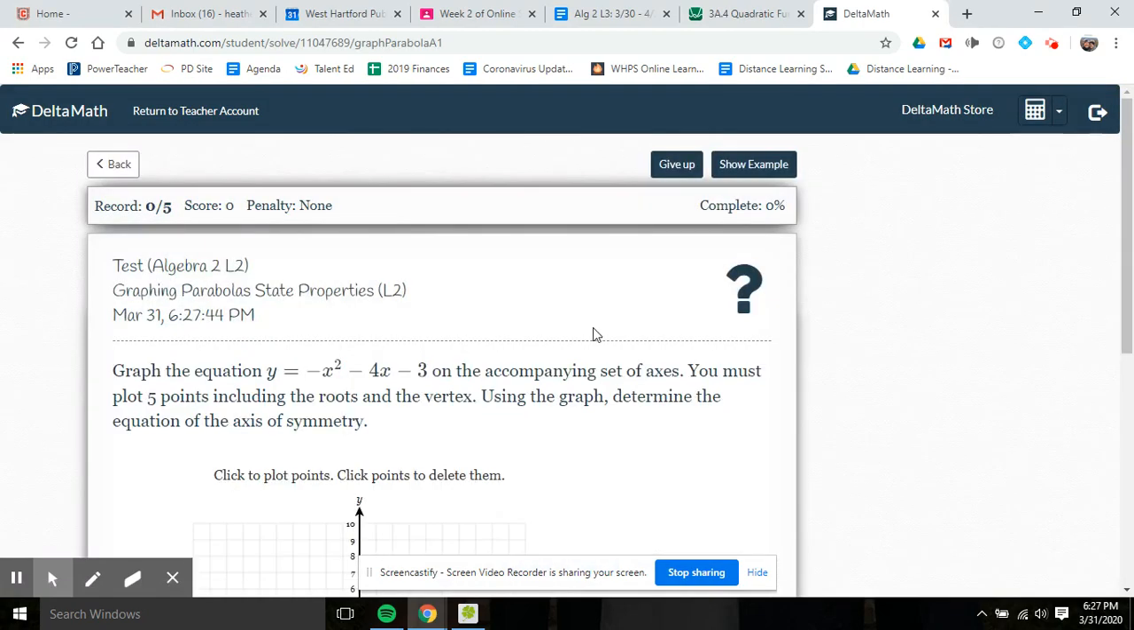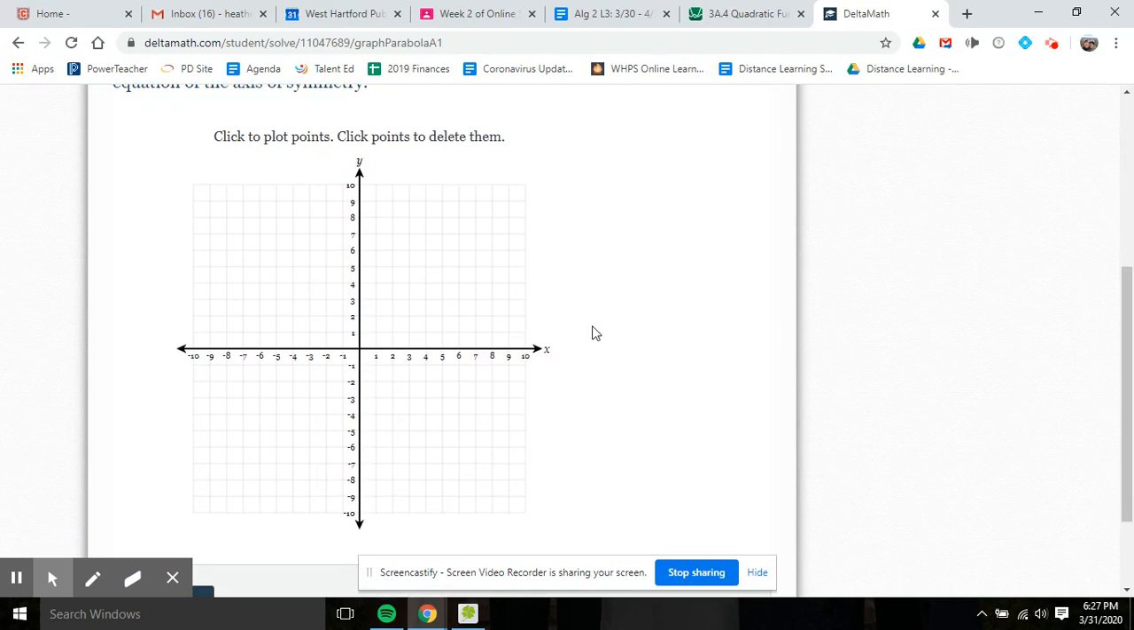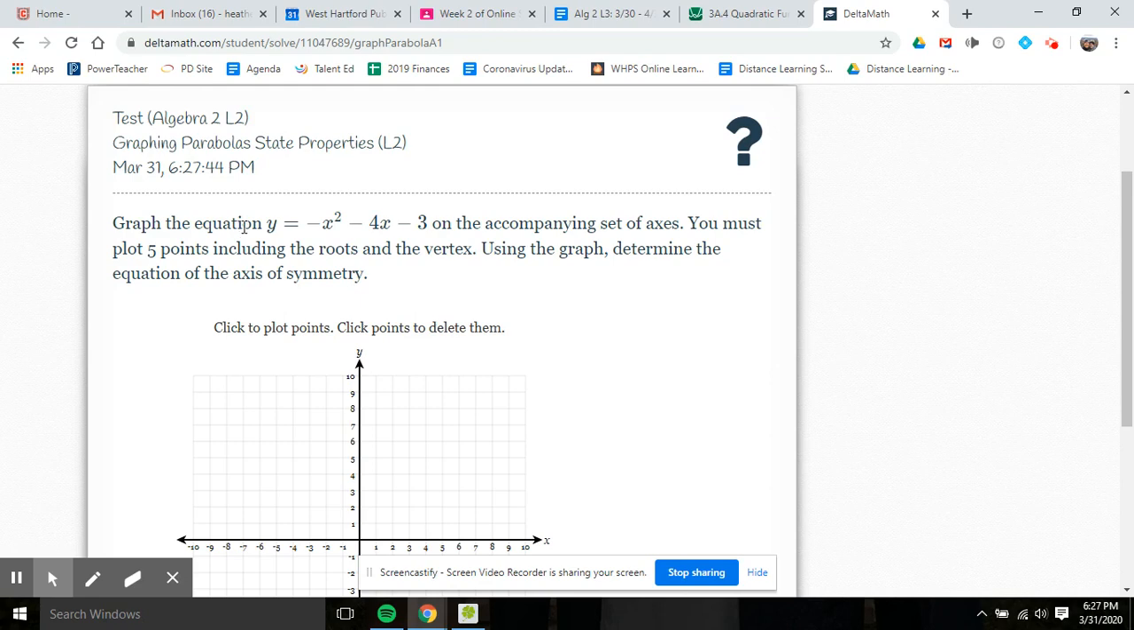Many of you are clicking into this and doing a great job of actually making your parabola. It says graph the equation on the accompanying set of axes. You must plot 5 points, which is just like the packet, including the roots and the vertex. So the first thing you need to do is graph the equation. Then it says using the graph, determine the equation of the axis of symmetry. So many of you are graphing it correctly, but then you're not realizing that there's more to do after that, or you're not knowing how to do it.